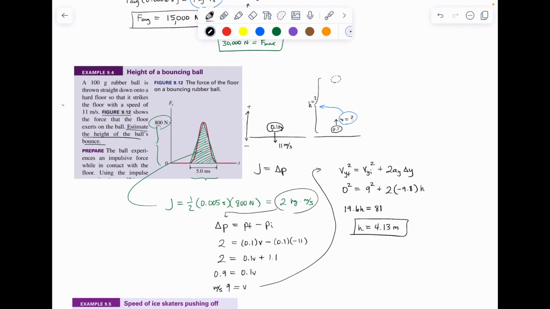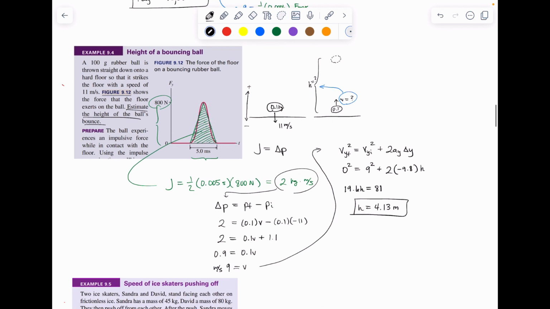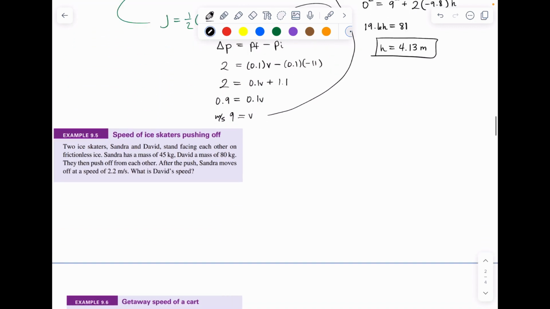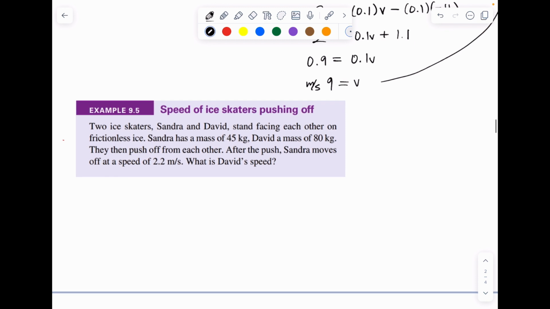Cool. So yeah, that one actually took a lot of work, and we had to work in a kinematic at the end. Okay, so keep in mind, those kinematics are not going away. Let's do these ice skaters, maybe.